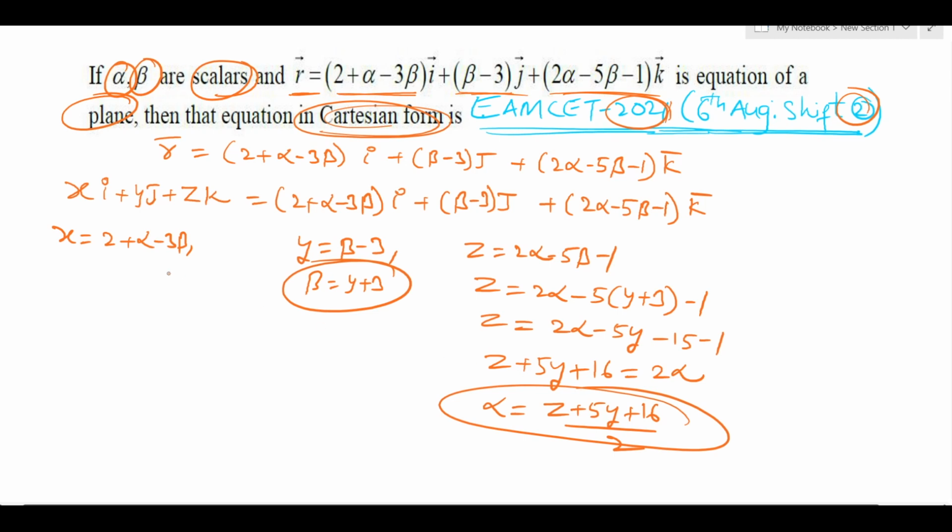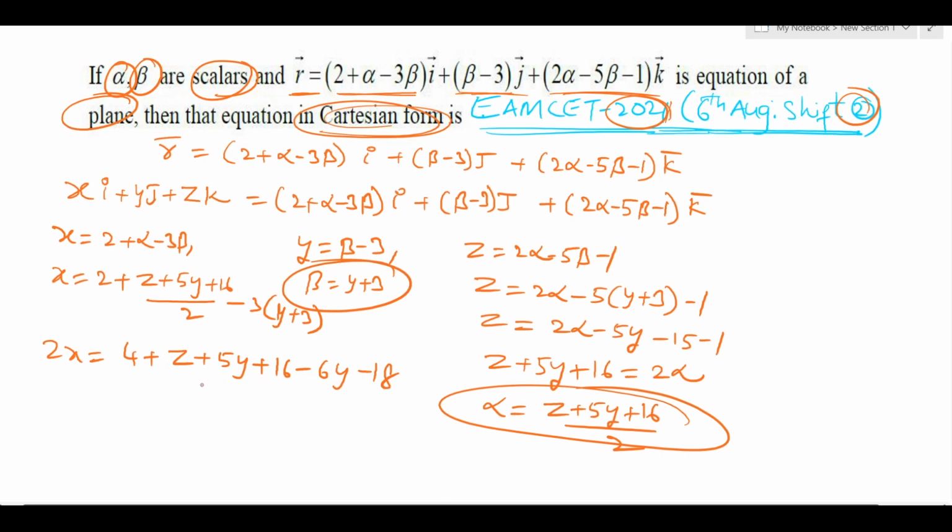Substituting this value in x, x is equal to 2 + (z + 5y + 16) by 2 − 3 beta, where beta is y + 3. Taking LCM, 2x is equal to 4 + z + 5y + 16 − 6y − 18. So from this, 2x, 5y − 6y is −y, taking this side, plus y, and z taking this side, minus z is equal to 4 + 16, 20, 20 − 18, that is 2. This is the equation of the plane in Cartesian form, that is 2x + y − z = 2.